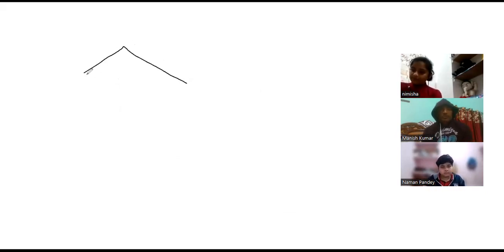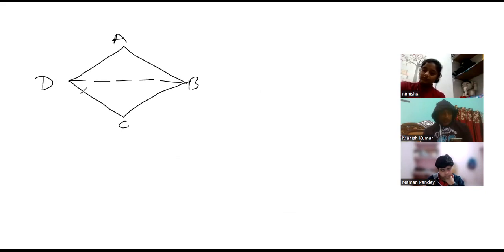Next one, in the given figure, there is a figure like this, then like this, and there is a common line segment. Here it is A, then B, C, D. This side is equal to this side is equal to this side. AD is equal to CD, that is given, and AB is equal to CB, that is given.